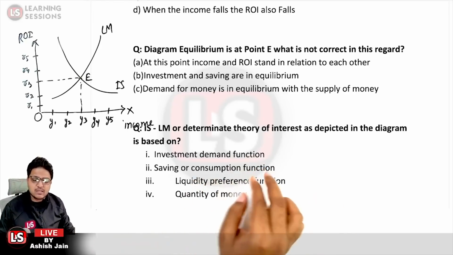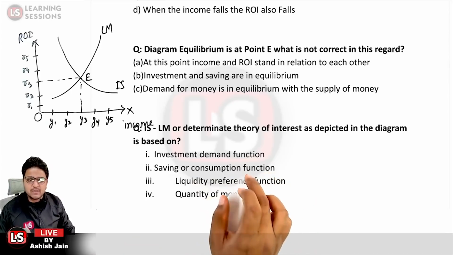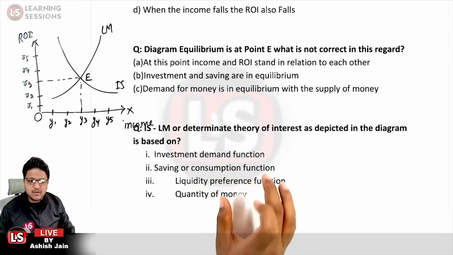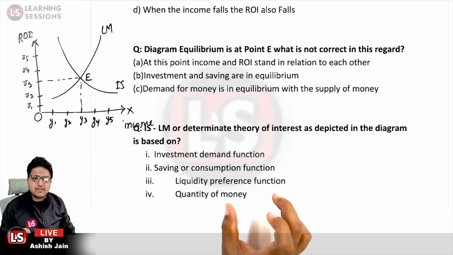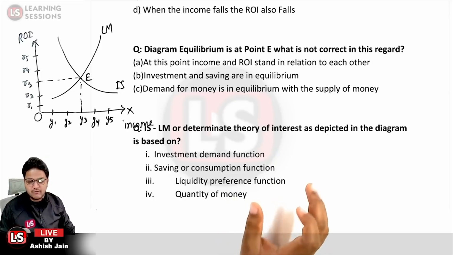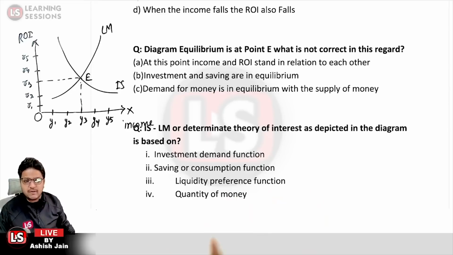And the saving or consumption function was basically as per JM Keynes, because it basically said that the more income a person has, the more of that income will be used for consumption purposes, for transactional purposes. The third one is related to liquidity preference, that is, what our preferences would be under different scenarios. And the fourth one is related to the quantity of money that is available. Okay. So it is based upon all these four, so all of these will be true.